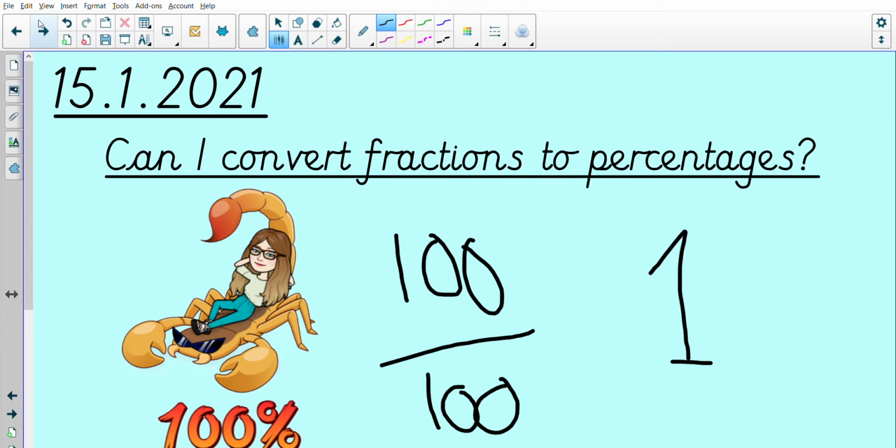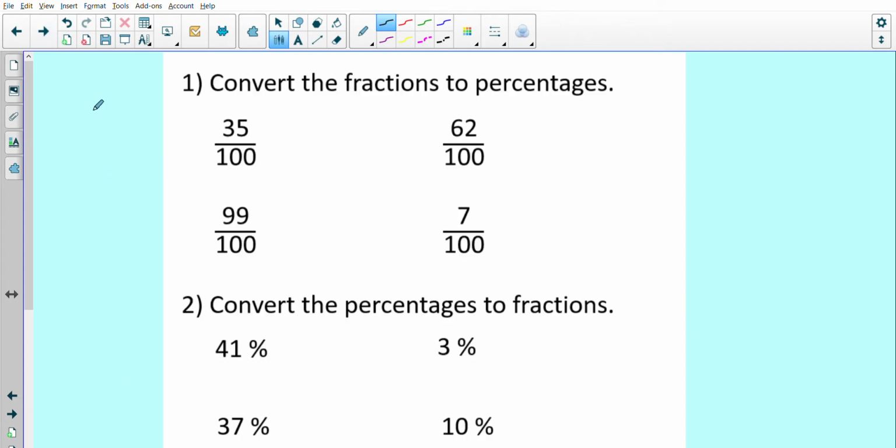Lovely. That means everyone is going to understand. Fingers crossed anyway. If you're unsure, feel free to reach out to either me or Mr. Cook in our afternoon chat. So, convert the fractions to percentages and convert the percentages to fractions. See if you can do this by yourself. Unpause when you're ready to hear the solutions.